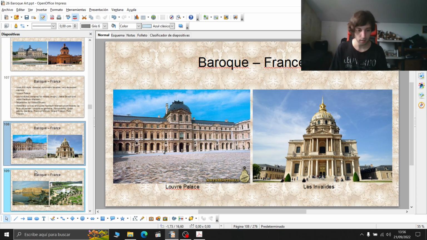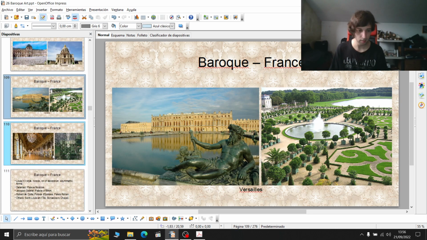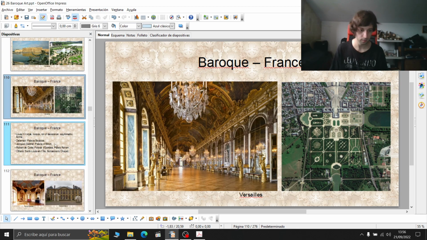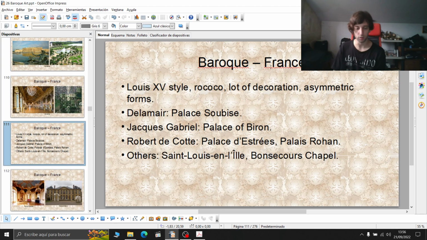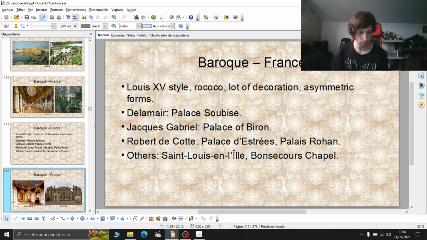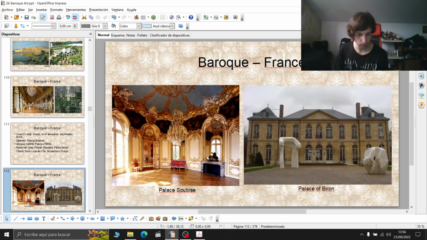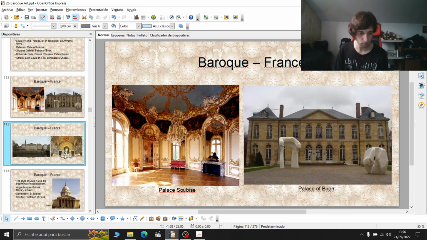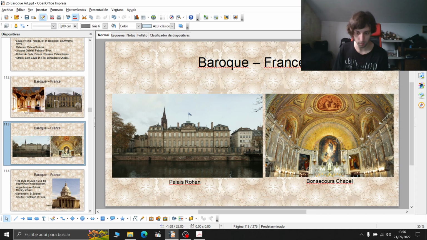Louvre Palace, Les Invalides, and Versailles. Louis XV style, Rococo, a lot of decoration, asymmetric forms. Boffrand with Hôtel de Soubise, Jacques Gabriel with Hôtel de Biron, Robert de Cotte with Hôtel de Strasbourg and Hôtel de Rohan, and others like Saint-Louis en l'Île and Bonsecours Chapel.